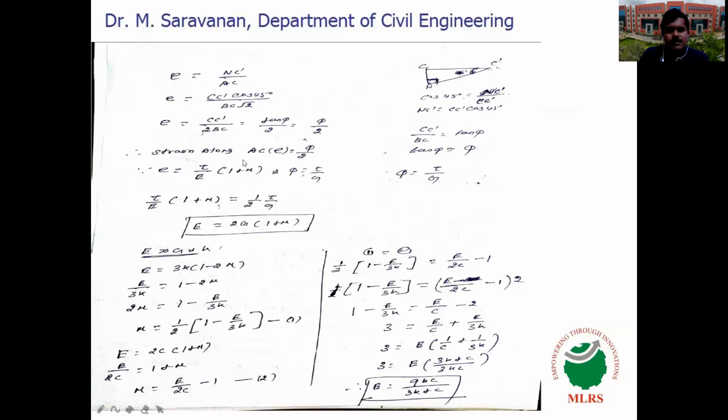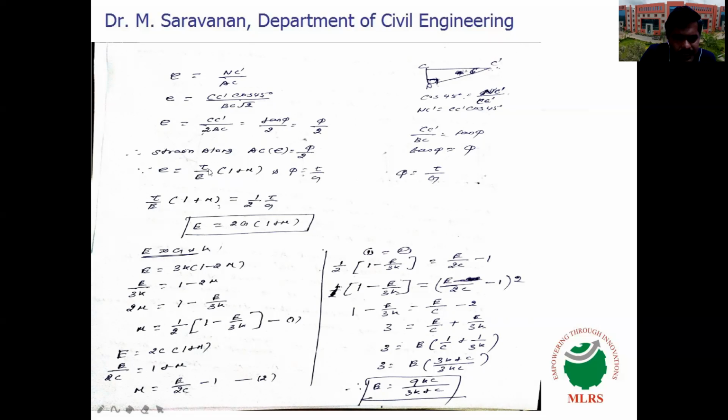Now, the strain along AC will be equal to phi by 2. You have another formula: strain is equal to tau by E into 1 plus mu, and this phi is nothing but tau by G. Why? Because the shear modulus G, or C, or N, will be equal to shear stress divided by shear strain, so tau by phi. So G is equal to tau by phi. Therefore, phi is equal to tau by G.